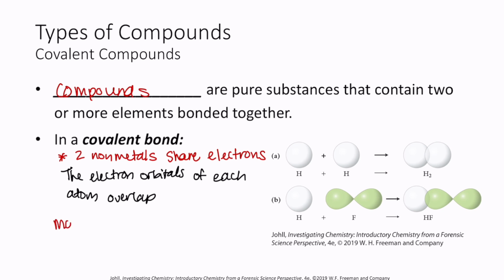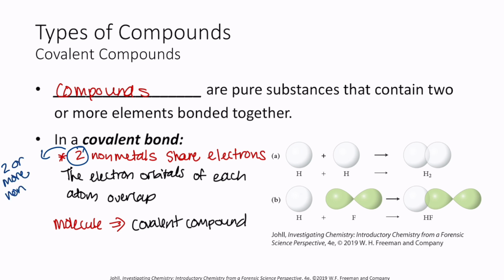A lot of us have heard the term molecule before, and a molecule is a covalent compound. So it doesn't apply to all compounds. It is only a covalent compound, which are made up of nonmetals that are sharing electrons. Oh, something I want to add here, just to be clear, is this can be two or more. All right, you don't just have to have two. You can have compounds that have lots and lots of nonmetals, lots and lots of atoms in them.